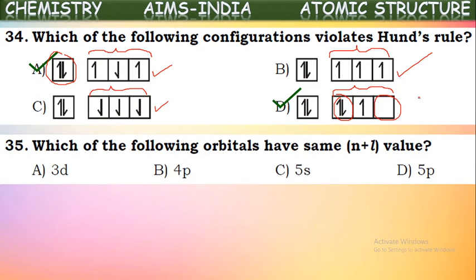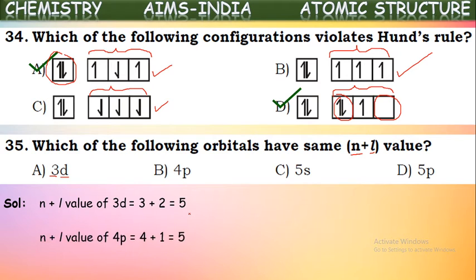Next one, which of the following orbitals have the same n plus L value? So what is n plus L value? N represents the principal quantum number value. L represents the azimuthal quantum number value, which is taken from the subshell in which the electron is located. Now if you see the first one, 3D, n plus L value of 3D is 5 because n value is 3 here and L value for D subshell is 2. So total we get 5.